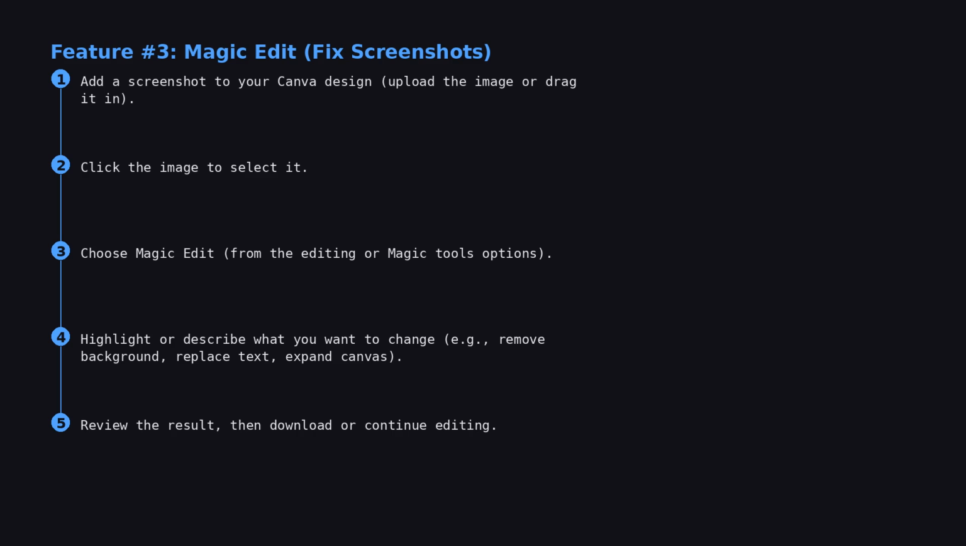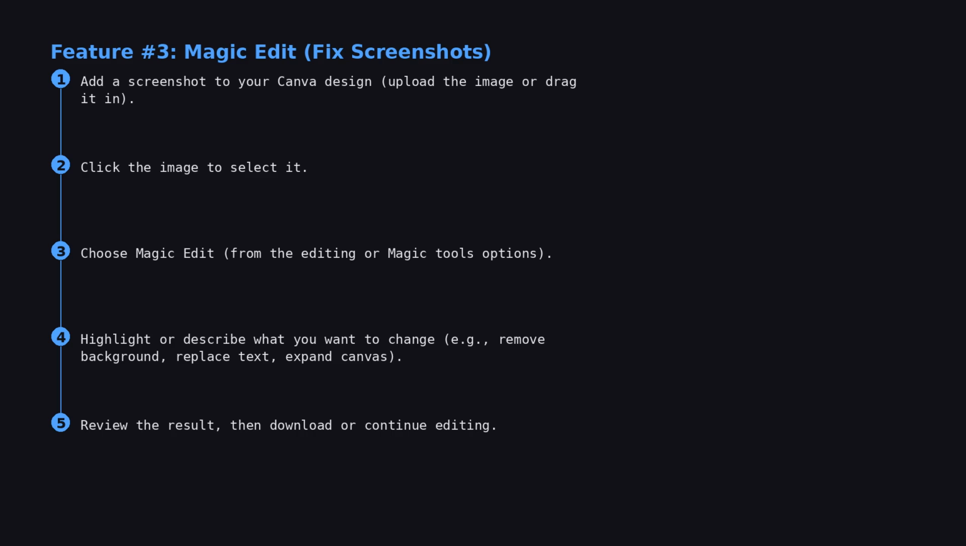Why it matters: freelancers constantly deal with visual cleanup. Screenshots for tutorials, proposals with messy charts, and thumbnails with distracting clutter. Here's the step-by-step. 1. In Canva, upload or drag in your screenshot or image. 2. Click the image so it's selected. 3. Find Magic Edit in the toolbar or Magic Tools panel. 4. Now either highlight the area you want to change, or use the prompt box to describe the edit. 5. Generate, review, and repeat if needed.